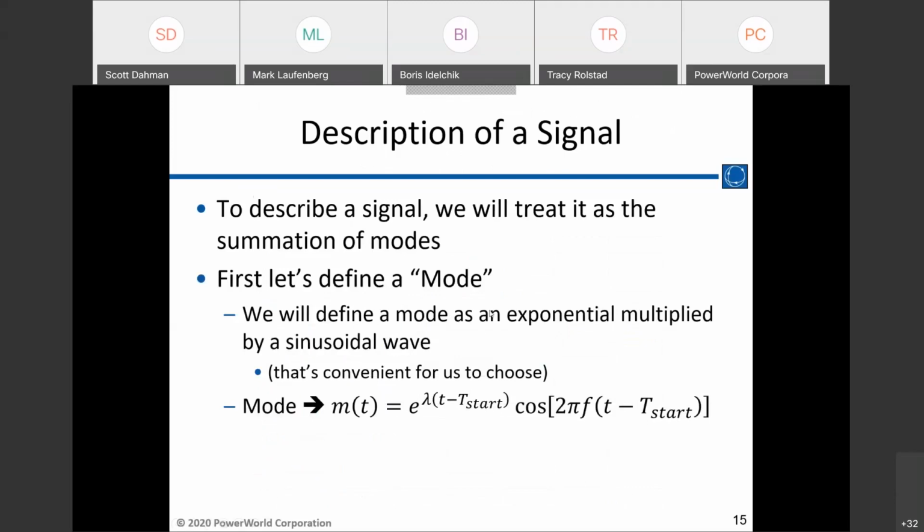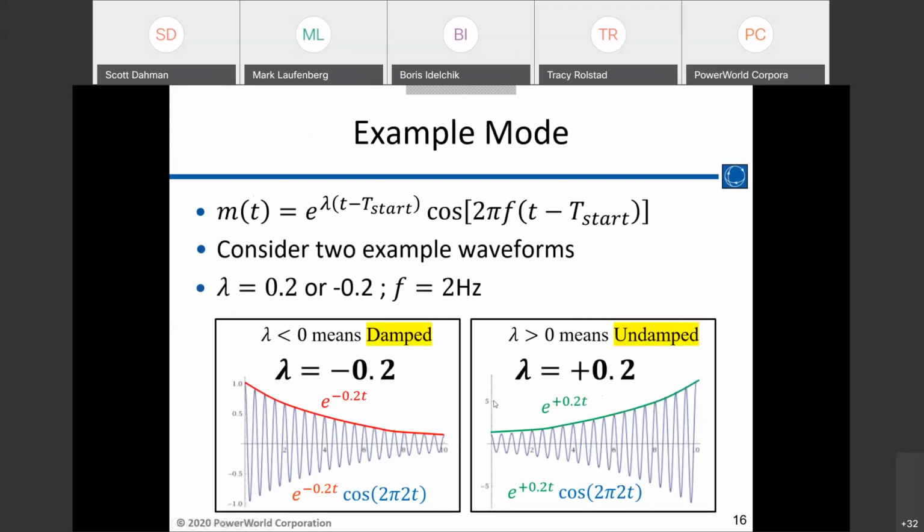Not really going to talk about how the mathematics of finding these modes is done in this presentation, but I do want you to understand what a mode is. One mode, again for the way we define it in power systems, is just a sinusoidal, so a cosine, multiplied by an exponential. So, a picture of it.